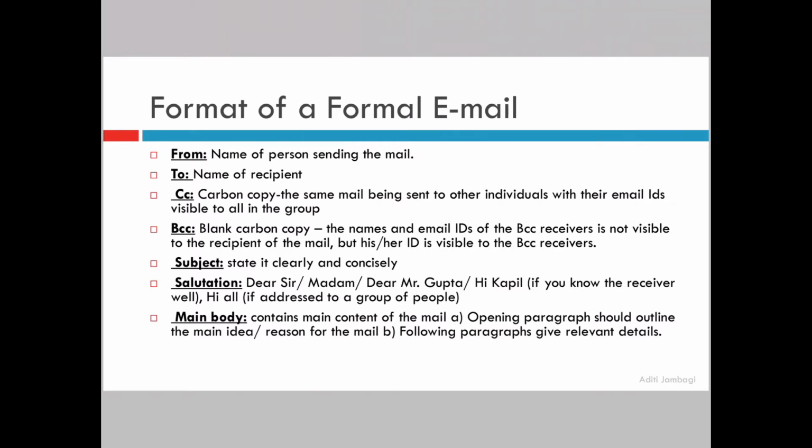Main body is the main information or the main crux of the email that you're writing. It will have an opening paragraph and it should outline the main idea or the reason for why you're writing the email, and the following paragraphs will give all the relevant details, meaning when XYZ work has to be done, who is going to do it, when is that person going to do it, who all are going to help that person to achieve that target, and such other information will be communicated by the following paragraphs.